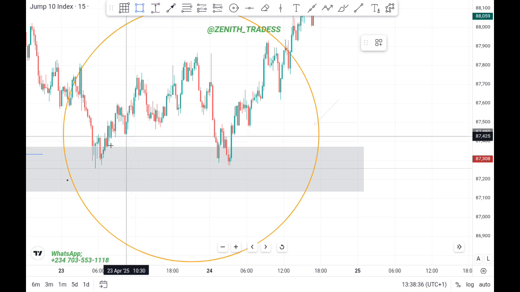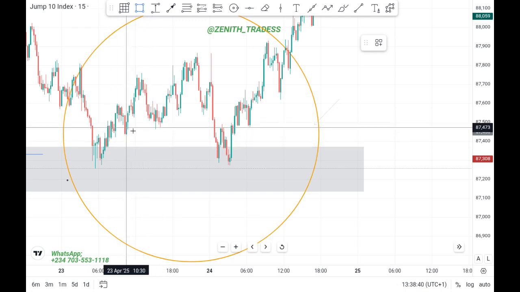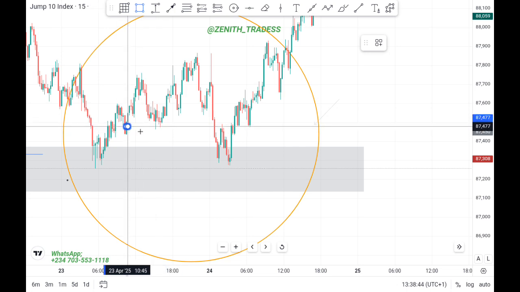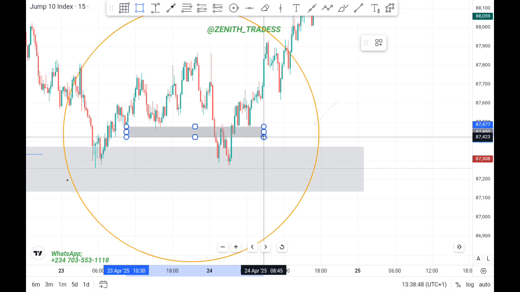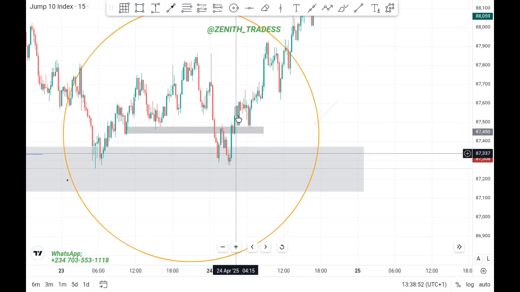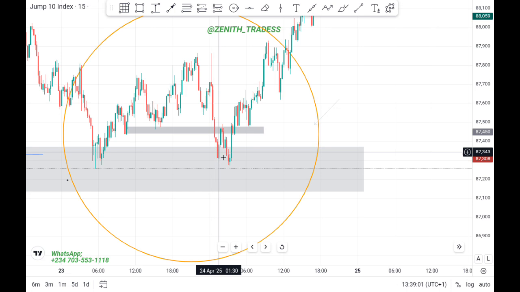Let's draw this block. Let's draw what's the block that was invalidated. You see, this block was the low it swept. This block was invalidated but got reclaimed. And as it got reclaimed, this is the first fair value gap that invalidated the block.